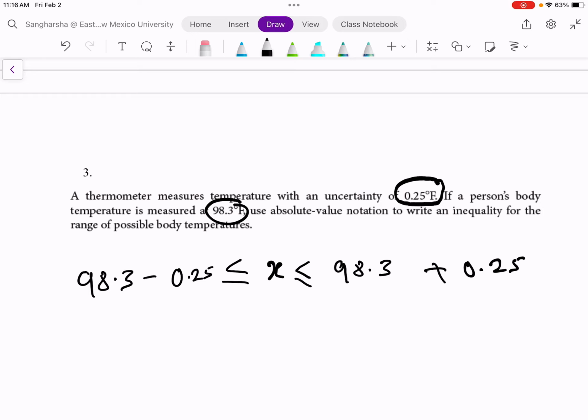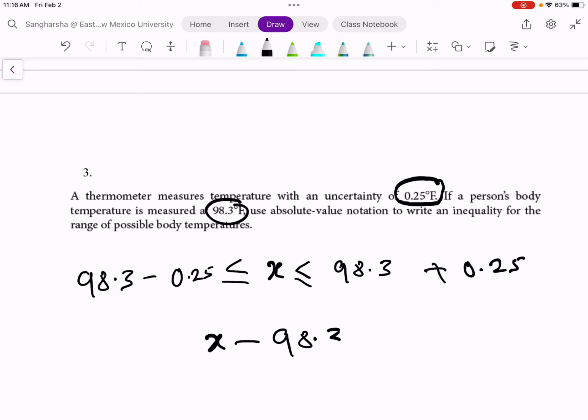But we need to write using absolute value notation, and we don't have absolute value notation here. How can we use absolute value notation here? This is what we know. This is the range of the temperature that we're going to have. Let's call the temperature x. So here our temperature is x, then the person's temperature is 98.3.